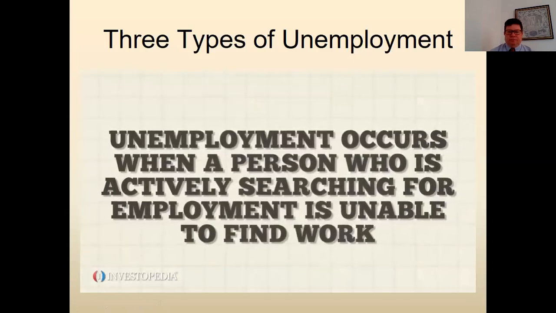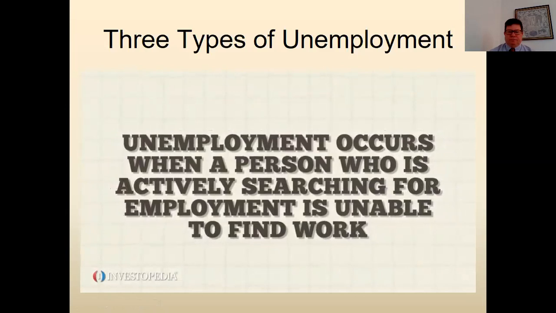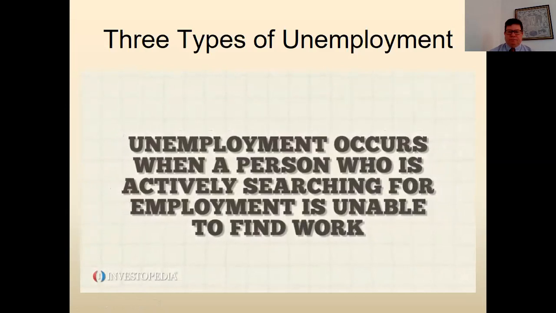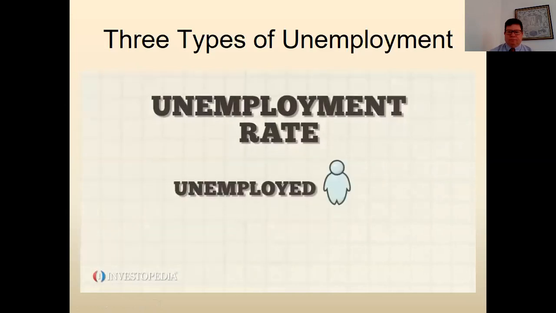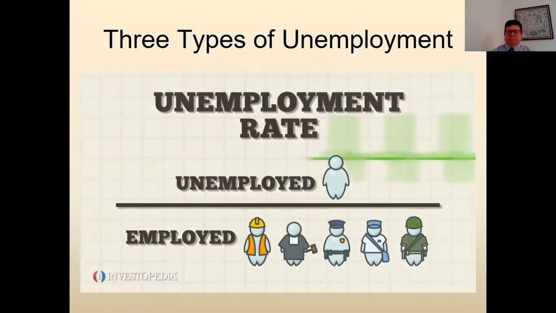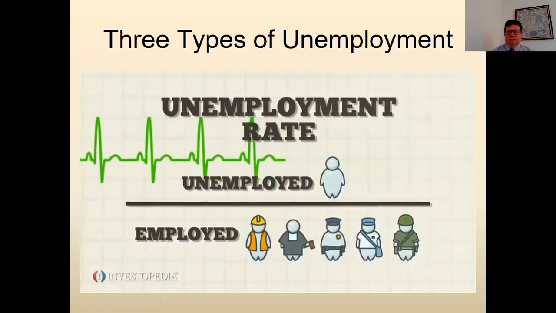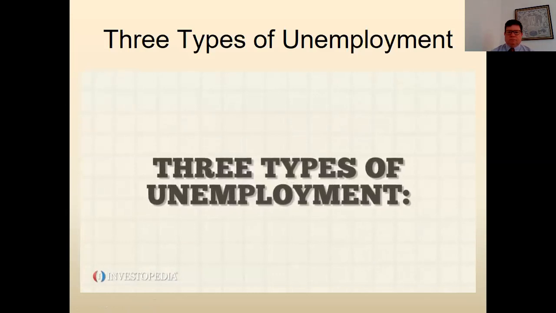Unemployment occurs when a person who is actively searching for employment is unable to find work. The most frequently cited measure of unemployment is the unemployment rate. This is the number of unemployed persons divided by the number of people in the labor force. Unemployment is often used as a measure of the health of the economy. There are three types of unemployment frequently referenced in economics.